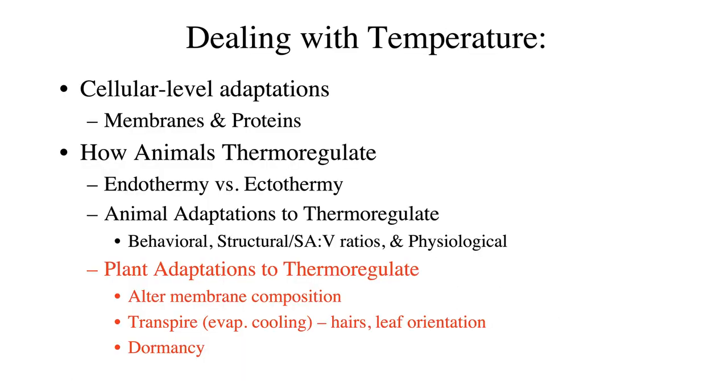So those are just a very few of the adaptations that plants have to thermoregulate. They can alter their membrane composition. They can transpire, and that allows evaporative cooling. They can use hairs and leaf orientation to reduce water loss when they're transpiring, but not just to reduce water loss, but also to reduce the overall amount of heat that's taken in to help with that process of transpiration, and also to keep them from overheating. And of course, plants can remain dormant as well.